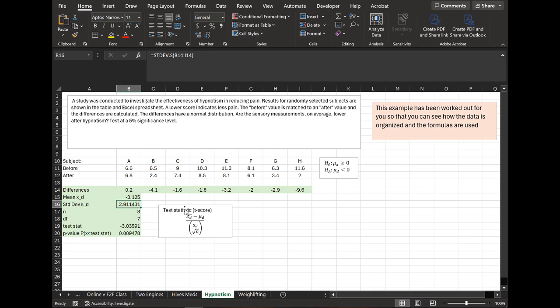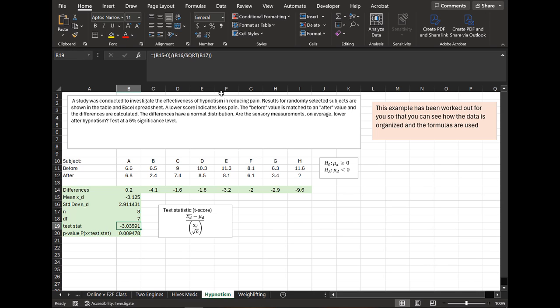Same thing for my standard deviation. I'm going to need this s sub d. I find that by just taking the standard deviation of the differences. So I'm not using the before and after data. I've got an n of 8, so that's n entries, and then my degrees of freedom here. Since my standard deviation has been computed off of these differences, I'm going to have to use student's t, so I can just take n minus 1.